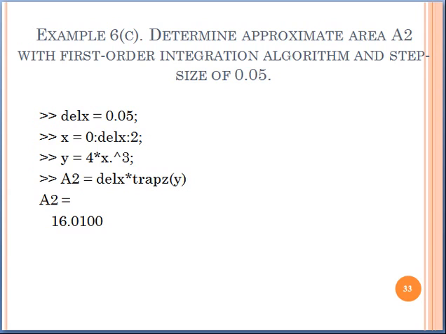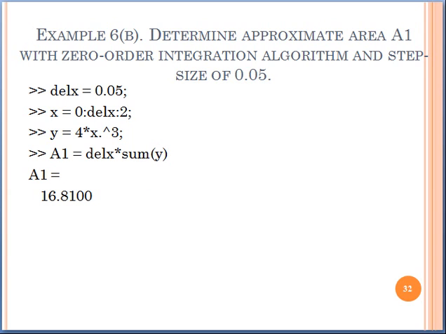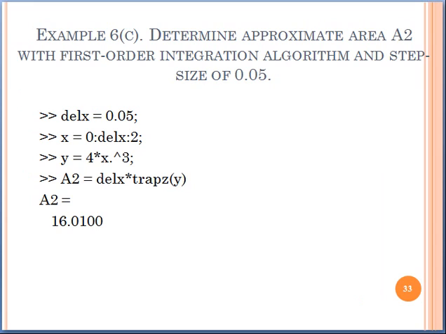Then the output is coming 16.01, which differs from the zero order integration output, that was 16.81. So here some difference comes between the zero order and first order integration.